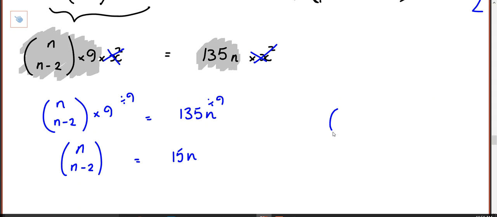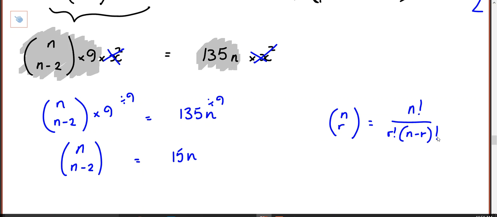Well, these brackets, remember what we said? nCr is n factorial over r factorial times n minus r factorial. Trouble is we don't have an r at the moment. We have an n minus 2. I could put that in place of r and I could solve it that way. That'd be no problem. Well, it'd be hard, but it's not impossible. Is there anything we could do though?